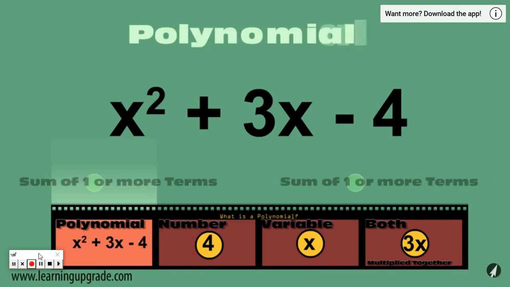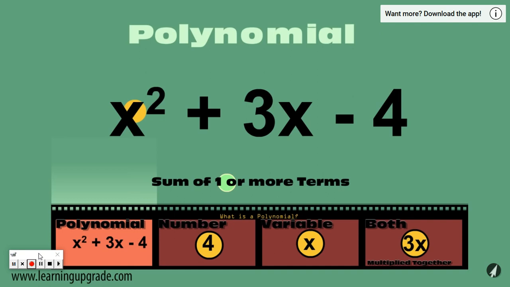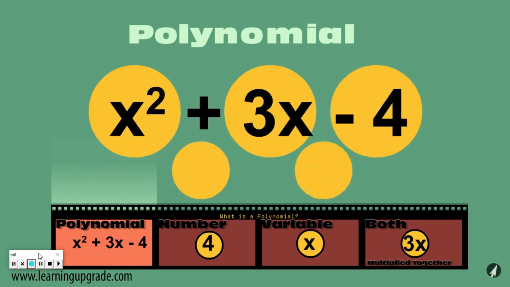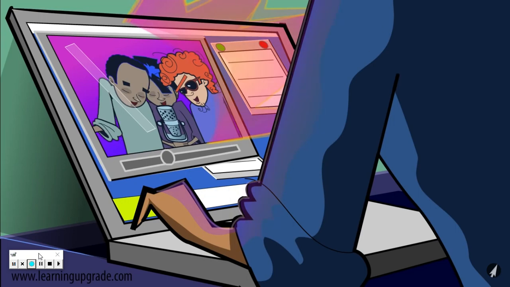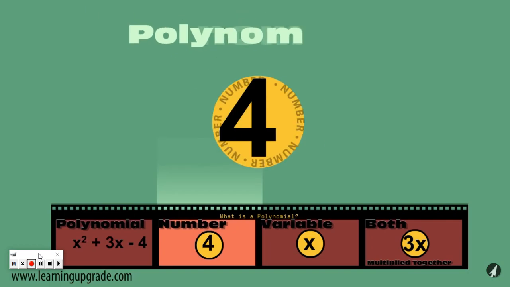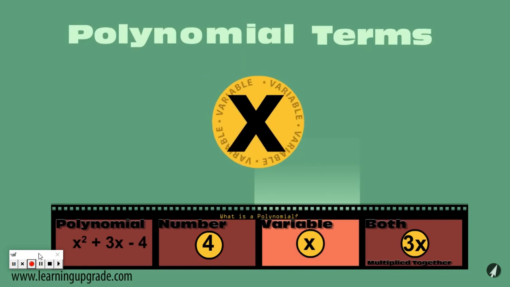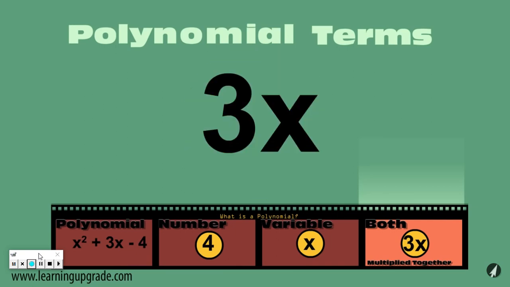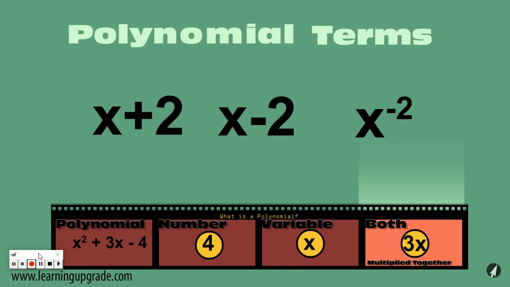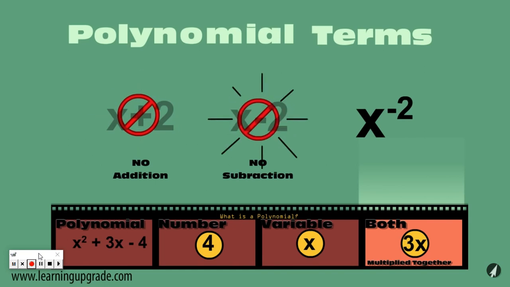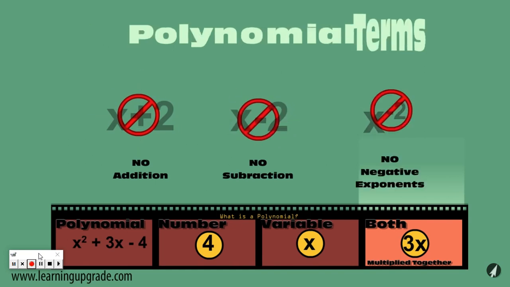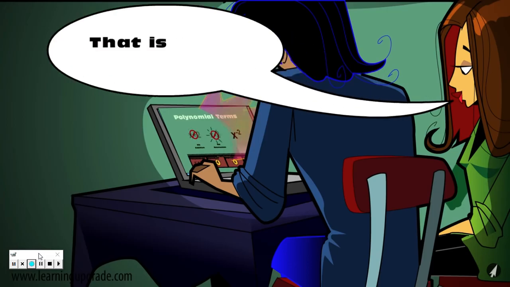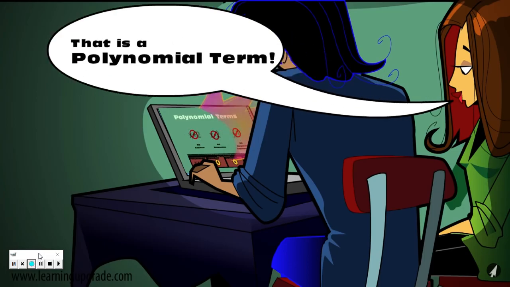Polynomial? It's the sum of one or more terms. X squared plus 3x minus 4 with no division and no fractions. What's a polynomial term? It can be a number like 4, can be a variable like x, a number and a variable multiplied together, 3x. With no addition and no subtraction and with no negative exponents, that is a polynomial term.